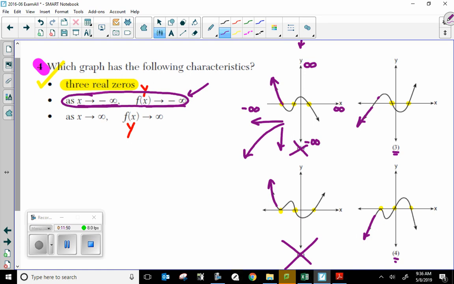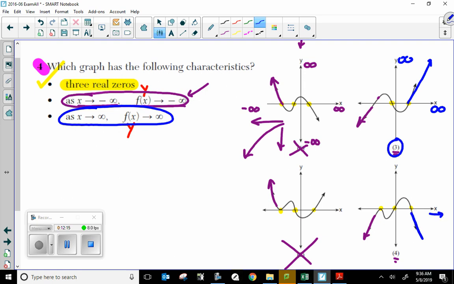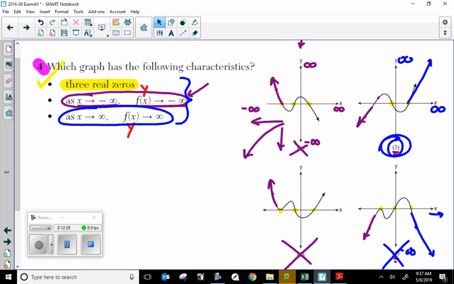So let's take a look at our last piece of information. As x goes to positive infinity, y also goes to positive infinity. So for 3, as I go to the right more, I go up more. And that's exactly what number 3 does. If I look at number 4, as I go to the right more, I'm not going up, I'm going down to negative infinity. So it can't be 4. They're just testing you on your ability to know notation and to read a graph, the end behavior of the graph.